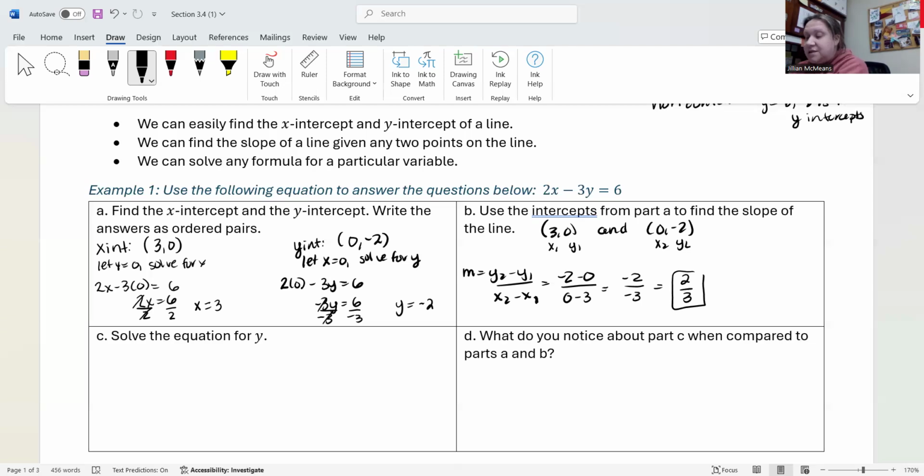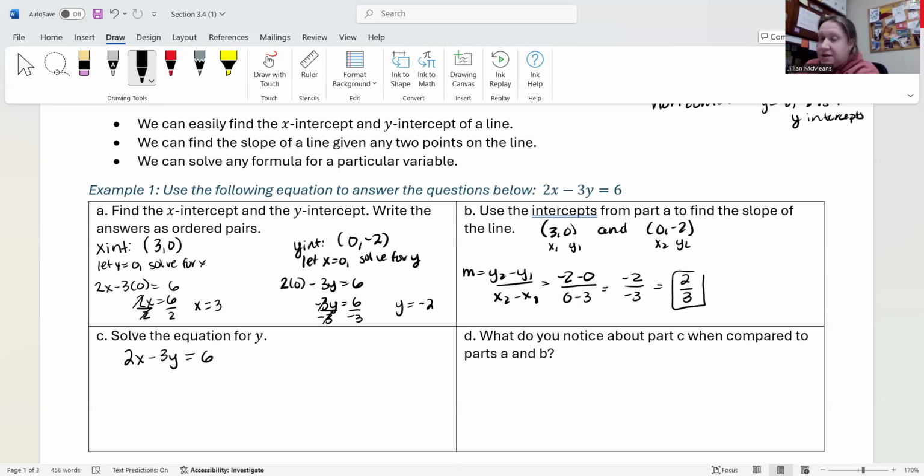So for part C, it says solve the equation for y. Now, in a previous chapter, we did talk about solving a formula for a specific variable. It's not everybody's favorite thing to do, but you do it a lot in this particular unit, okay? So we're going to take 2x minus 3y equals 6, and we're going to solve for y. Now, that doesn't mean the x is going to disappear. It just means we want to get y all by itself on the left with everything else on the right.